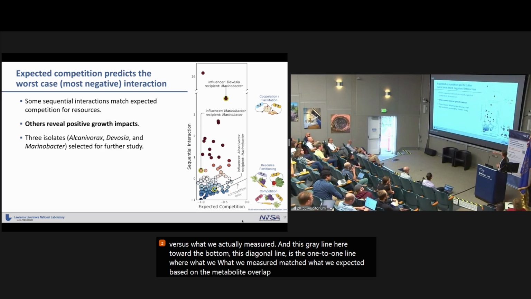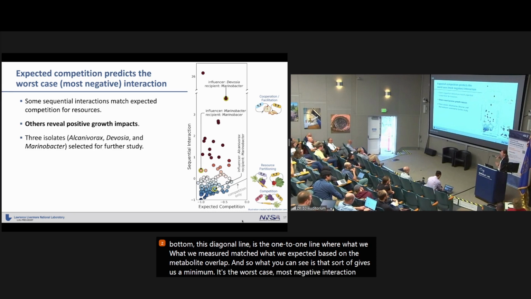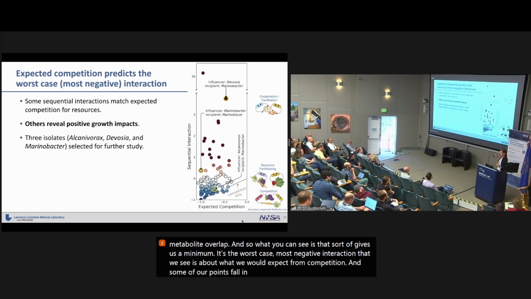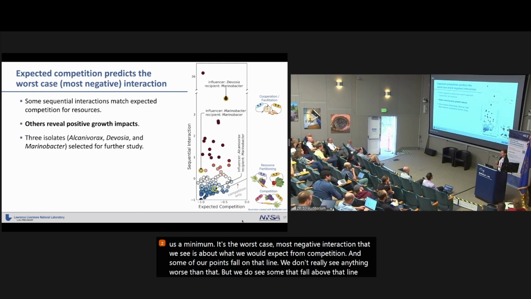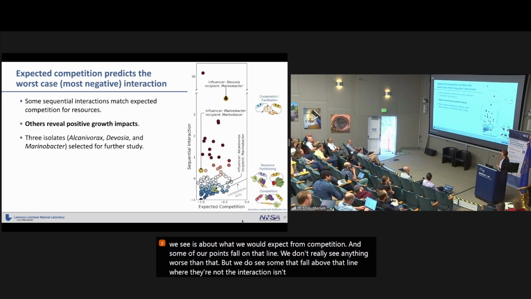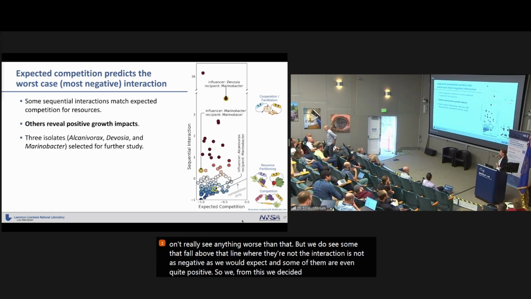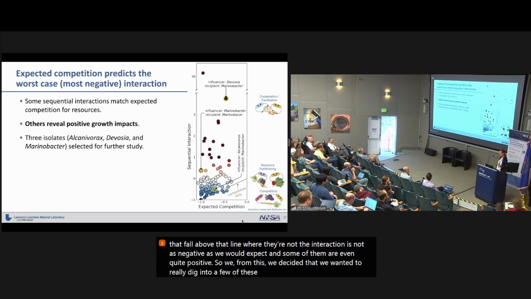And so what you can see is that sort of gives us a minimum. It's the worst case, most negative interaction that we see is about what we would expect from competition. And some of our points fall on that line. We don't really see anything worse than that, but we do see some that fall above that line where the interaction is not as negative as we would expect, and some of them are even quite positive. So from this, we decided that we wanted to really dig into a few of these interactions.